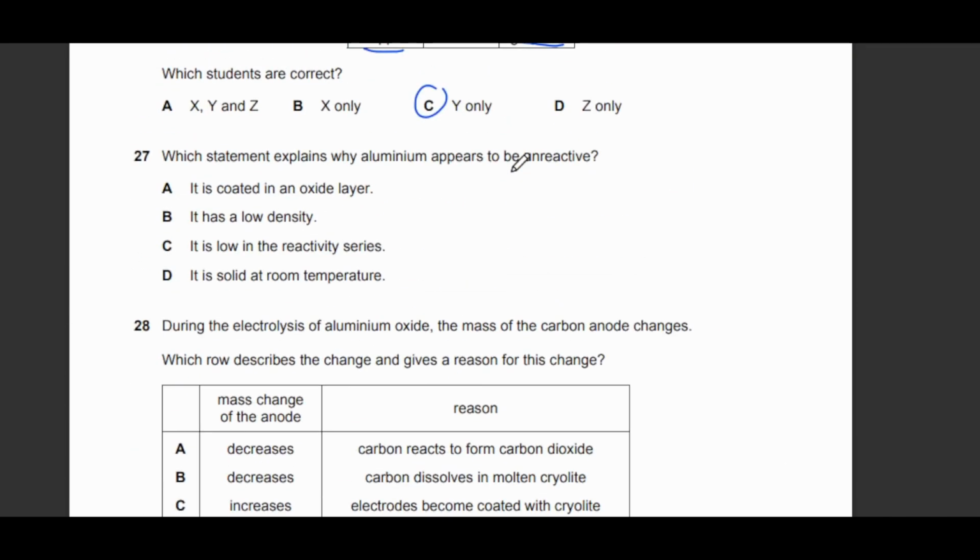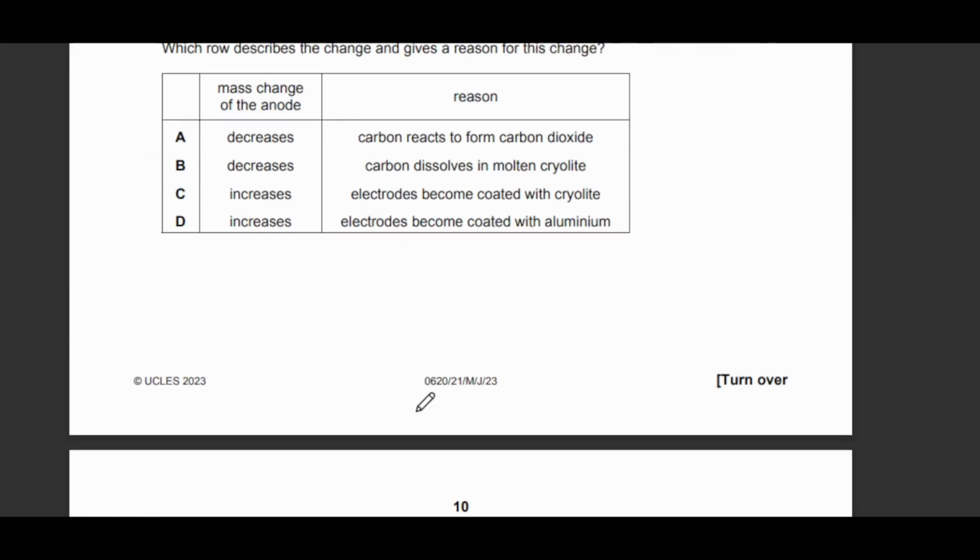Okay, question 27. Which statement explains why aluminium appears to be unreactive? This is because it is coated in an oxide layer, right? So the aluminium actually reacts with the oxygen in the air, and so it kind of forms a coating above the actual aluminium that's underneath. So that's why it appears to be unreactive, because it creates aluminium oxide, which is unreactive. Okay, 28.